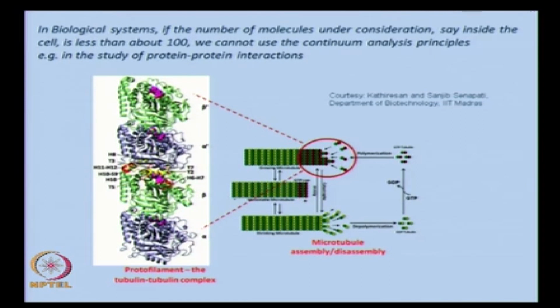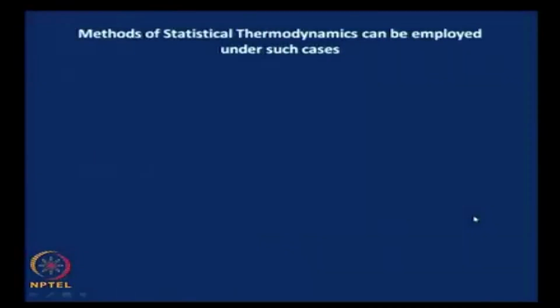For example, in the study of protein-protein interactions, we cannot use the classical thermodynamics principles. This is an example of protein-protein interactions. This slide is from a colleague of mine, Dr. Sanjeev Senapati, from his lab. They were looking at the microtubule assembly and disassembly using thermodynamics principles, and they do not use classical thermodynamics principles at all, because the concept of continuum is not valid here. But the methods of statistical thermodynamics can be applied under such cases.